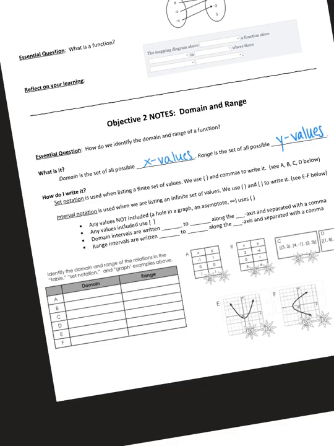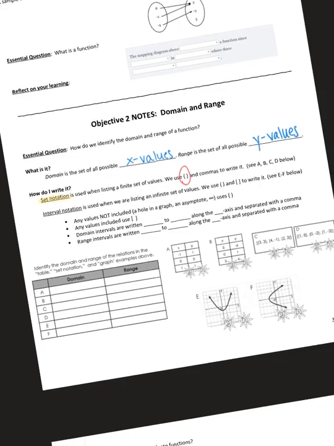So the first one is called set notation. Okay, so we're looking here and we're talking about set notation. Set notation is used when you're listing a finite set of values. Finite means you know exactly how many numbers are in the list. It says here in our notes, we use these brackets and commas to list out our set. And it says in our notes to see examples A, B, C, and D below.